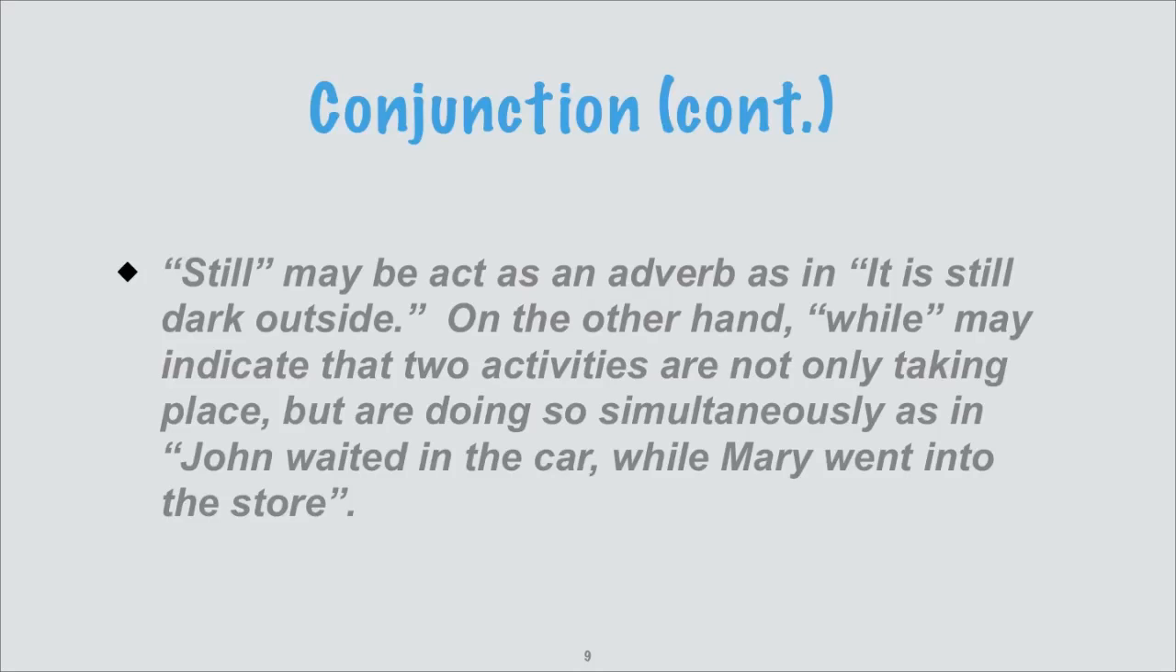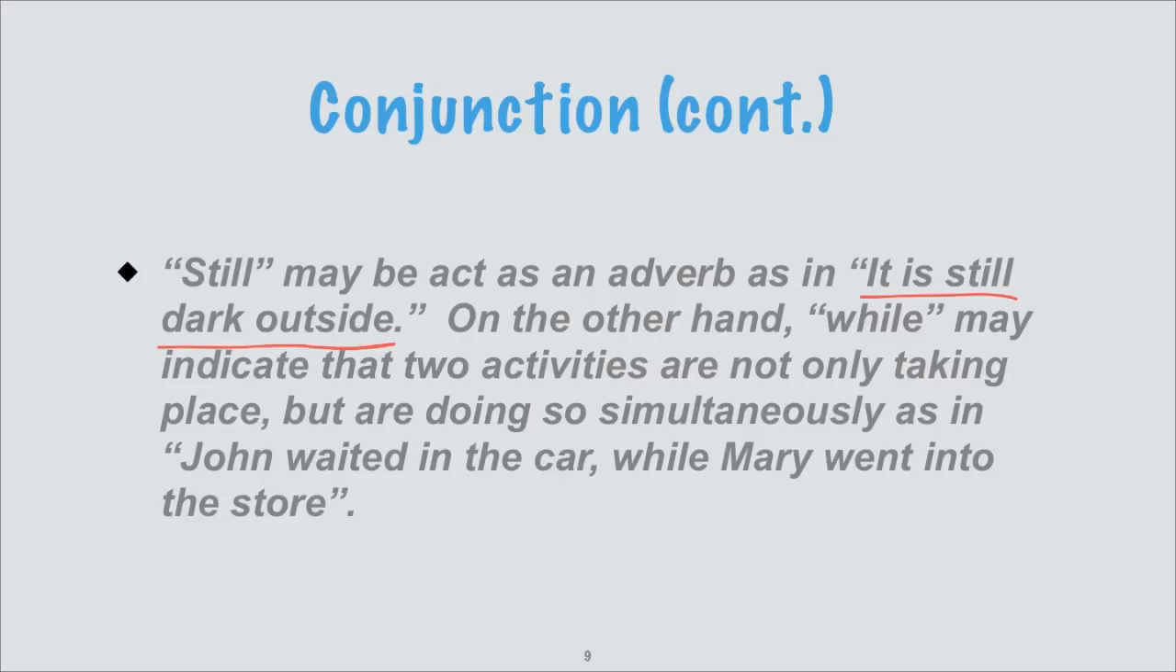So still, now why may still not be acting as a conjunction? Because it may be an adverb. So: it is still dark outside. Notice that if you tried to break this down as a compound statement, it wouldn't make any sense, right? It is still, and it's dark outside. It is, and still dark outside. Not sure what that would be. So this clearly is one simple sentence. Still, in this case, is acting as an adverb, not as a conjunction.